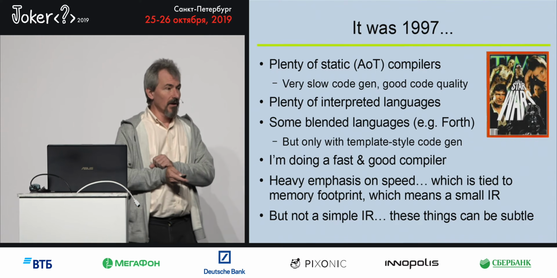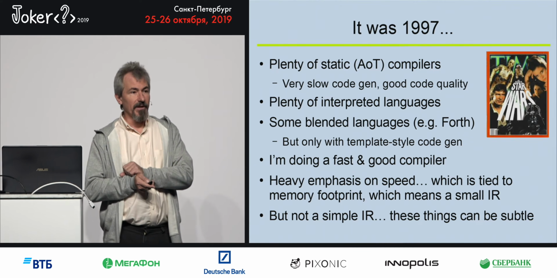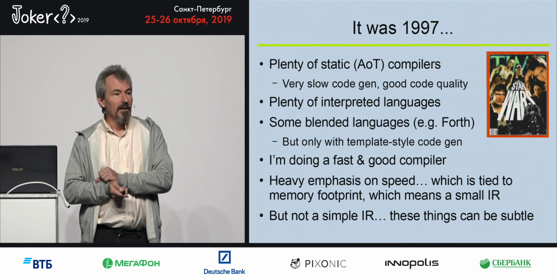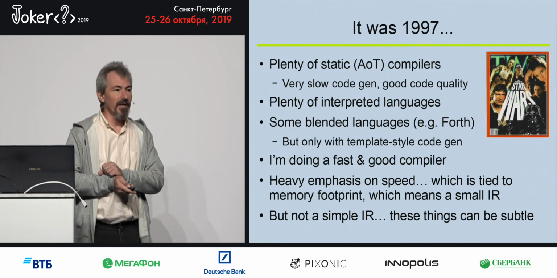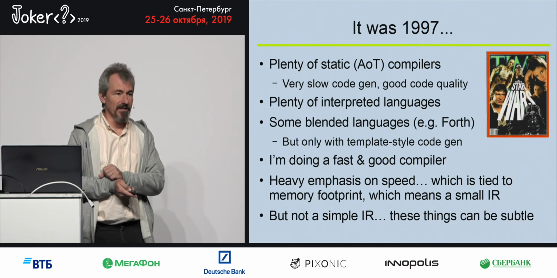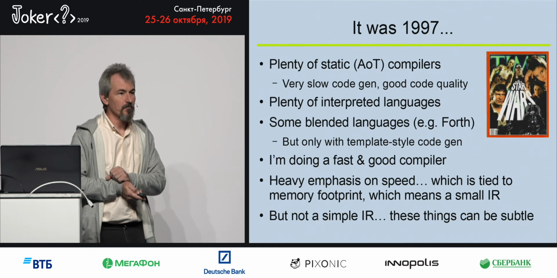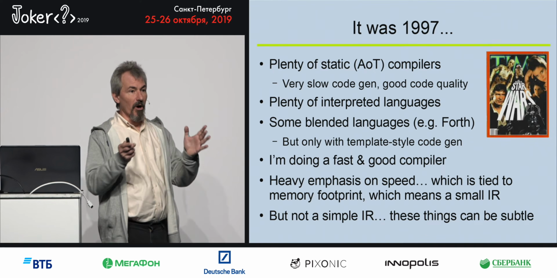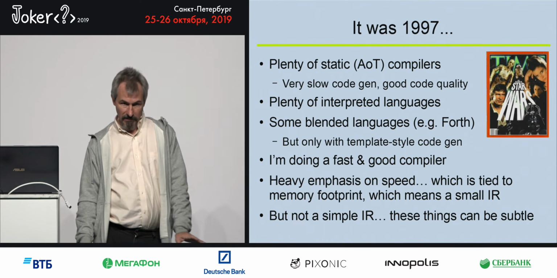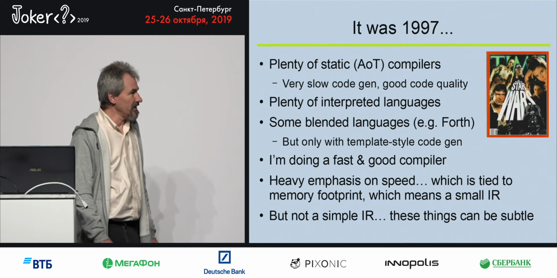So fast on code meant you have an IR that is small. Why? Because if the IR fits in your L2 cache, or it doesn't fit in your L2 cache, you're 10 times slower or not. So you need to keep it small. Now, small does not mean simple. It can be very subtle, but it is going to be tiny.